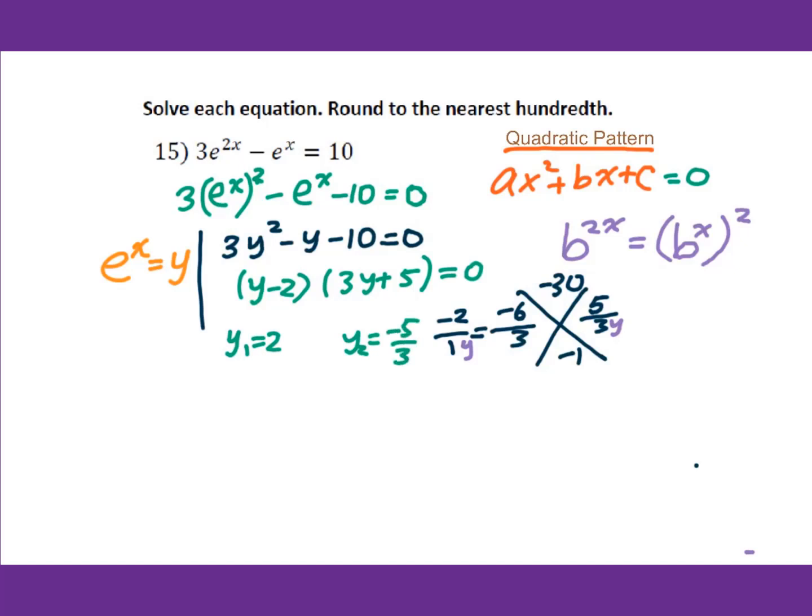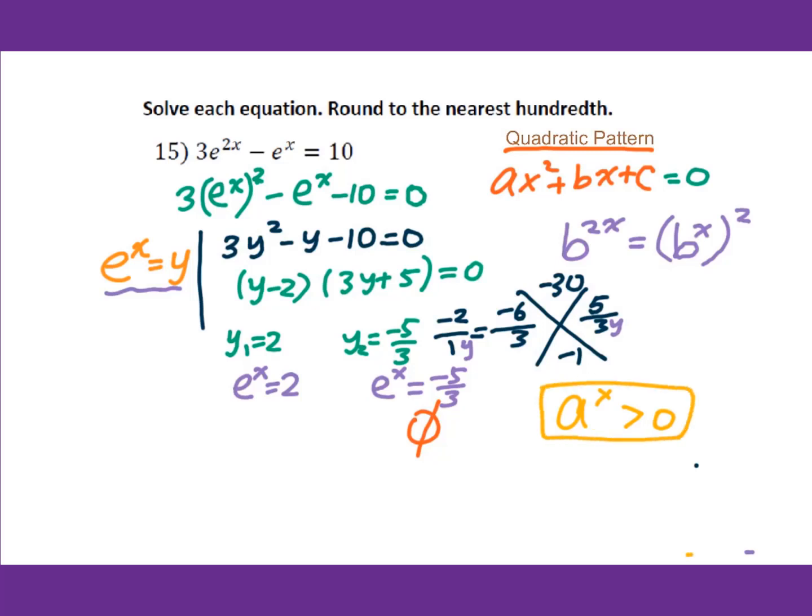Then we plug back in now. e to the x power equals y. So we got e to the x power equals 2. For this part, we got e to the x power equals negative 5 over 3. This is an empty set because e to the x power is always greater than 0. Now we solve this equation. We take the natural log of both sides. You will get x equals natural log of 2.